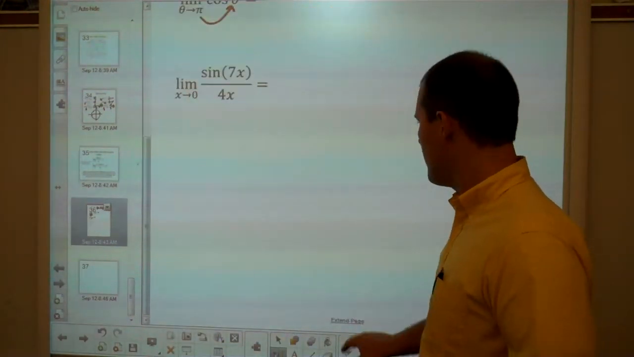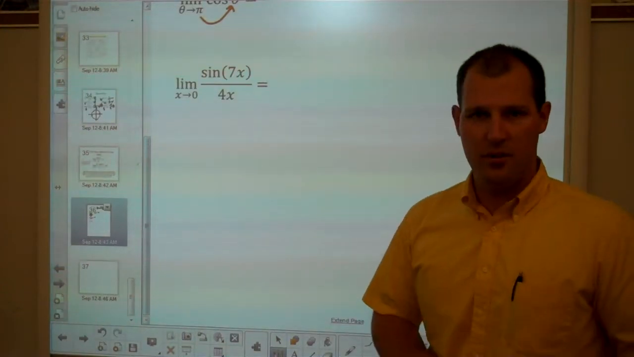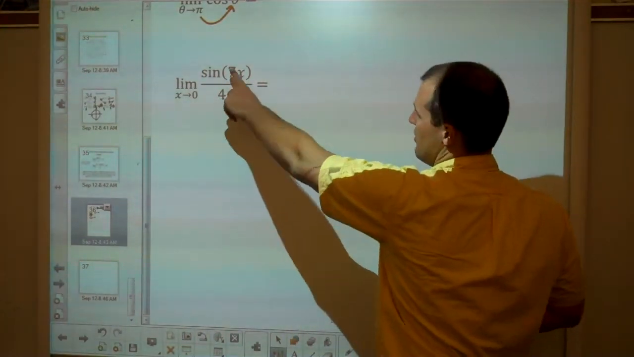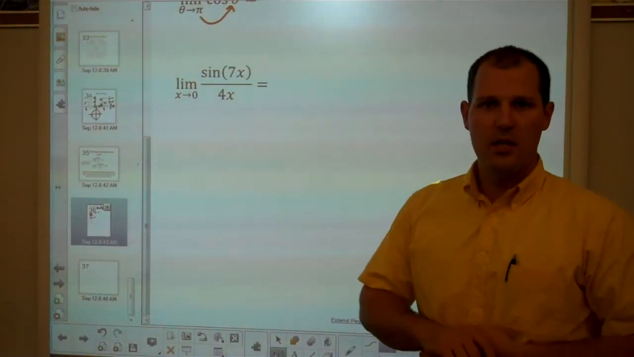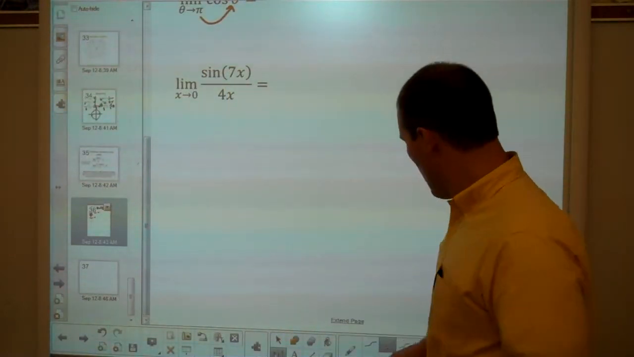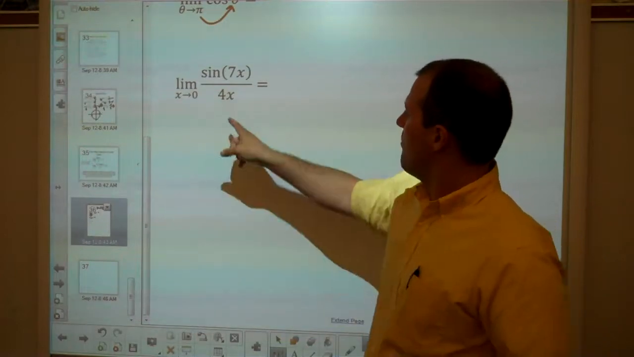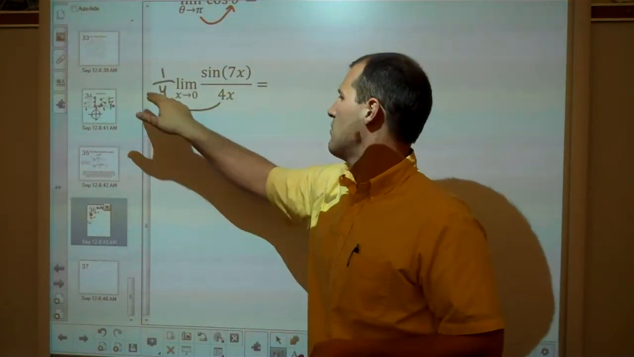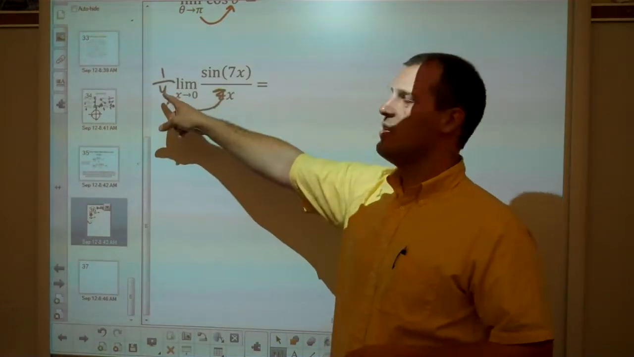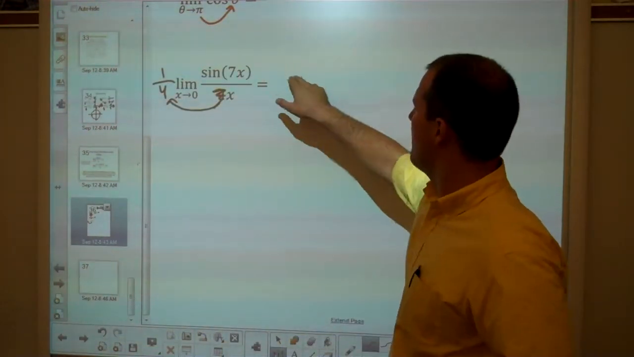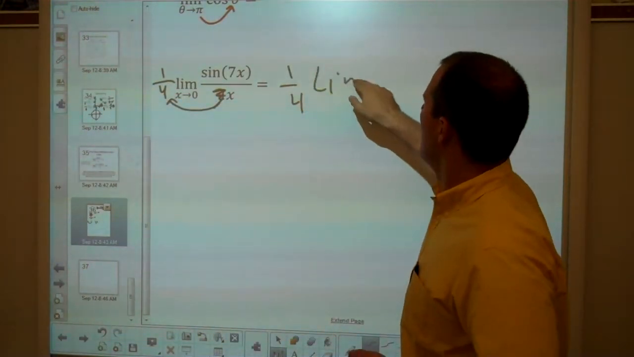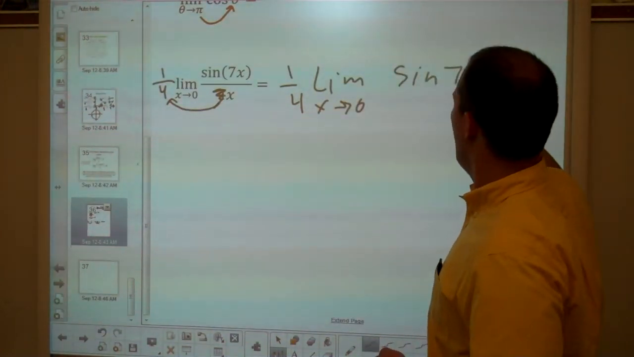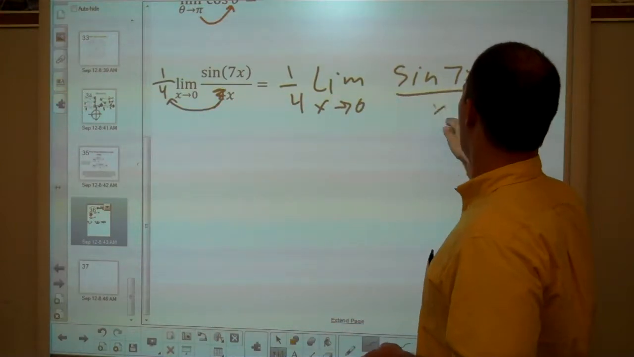And then this last one is a standard limit exercise with trigonometry, dealing with a sine where you have different coefficients in the numerator and denominator. So there's a little bit of an algebra trick to this. What we're going to do is first factor the 4 out to here. And once we have that, let me rewrite for a second. So I have 1/4 times the limit as x approaches 0 of sine of 7x over x.